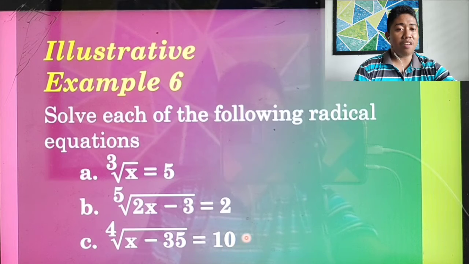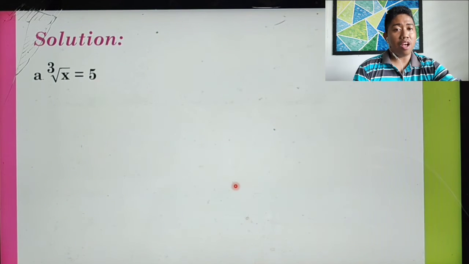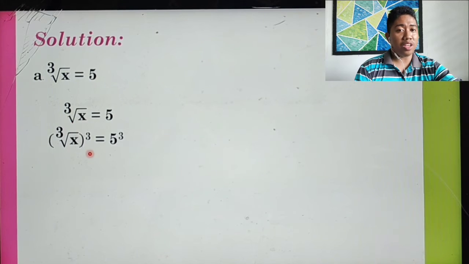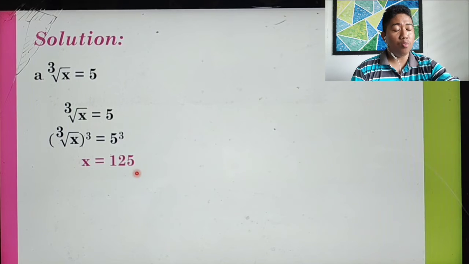To solve this set of radical equations, indicating the variable, here is the solution. For letter A, we have the cube root of x is equal to 5. Copy the given equation and extract cube roots on both sides. In order to eliminate the cube root symbol, we have to get the perfect cube on both sides. So eliminate the cube root and the exponent, and x remains. We get 5 cubed, that is 5 times 5 times 5, which is 125. So the value of x is equal to 125, and that is the final answer to the given equation. So one solution, x equals 125.